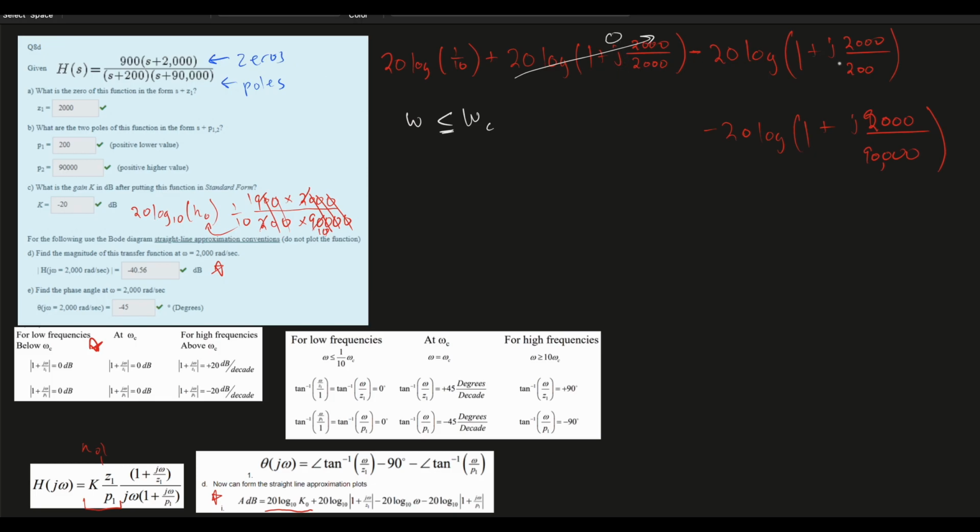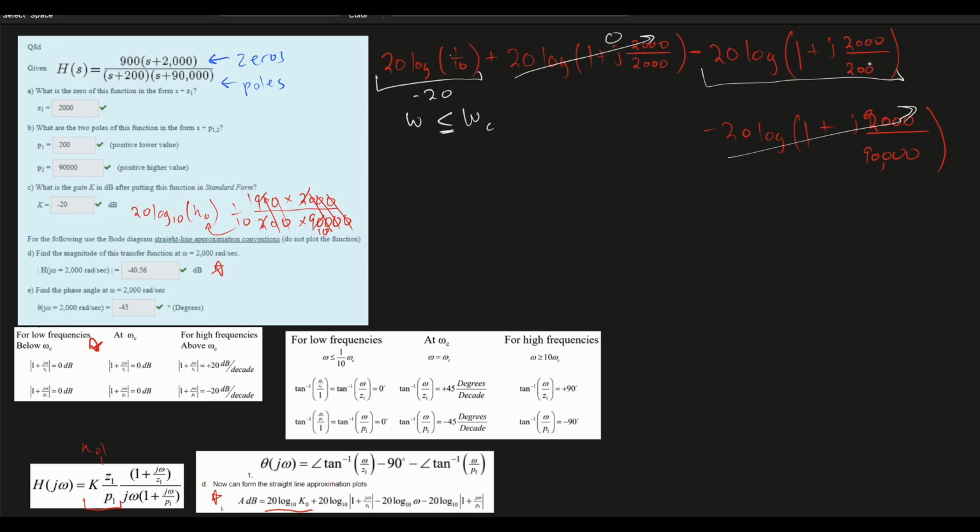And then our omega is less than our corner frequency at this part right here, so this can also be zeroed out. And then we're just left with this, and then we are also left with this. Now, looking at these two, if we plug this 20 log base 10 of 1 over 10 into our calculator, we're going to get a negative 20.